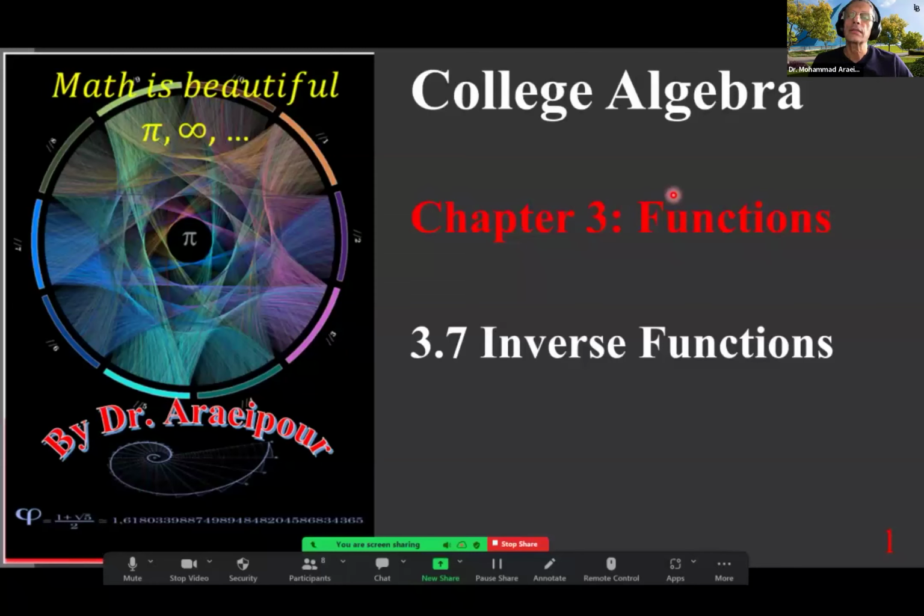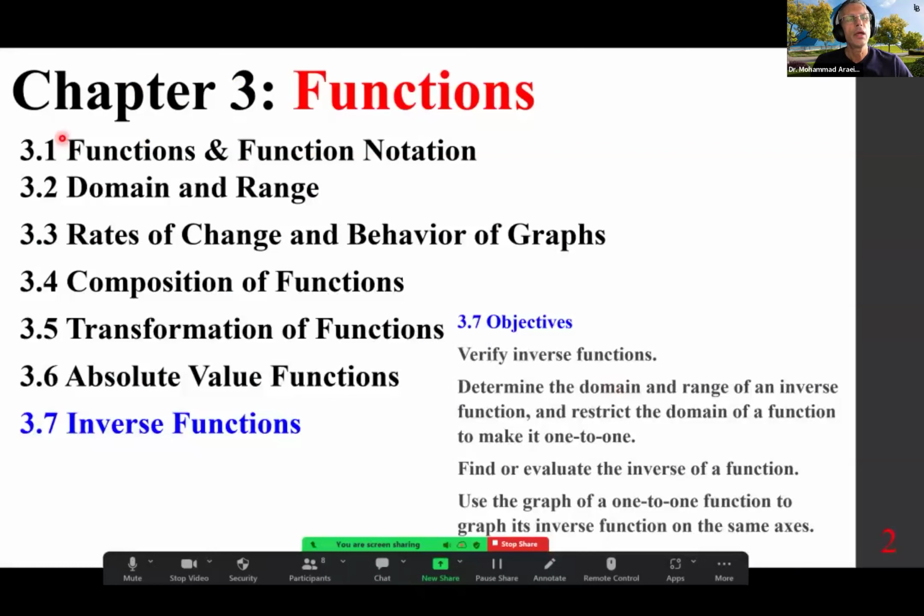Good morning, class. Here's College Algebra Chapter 3, Functions 3.7, Inverse Functions. We've covered the entire Chapter 3 from functions all the way to absolute value functions, and now 3.7, Inverse Functions.